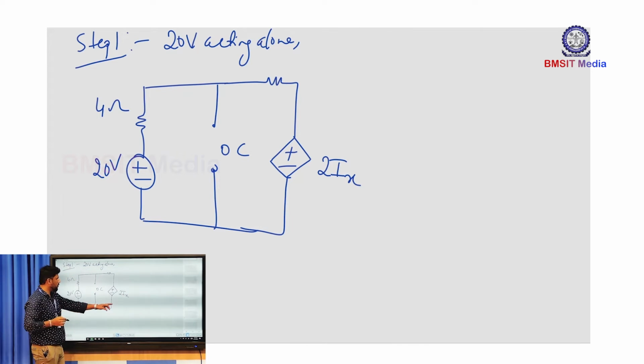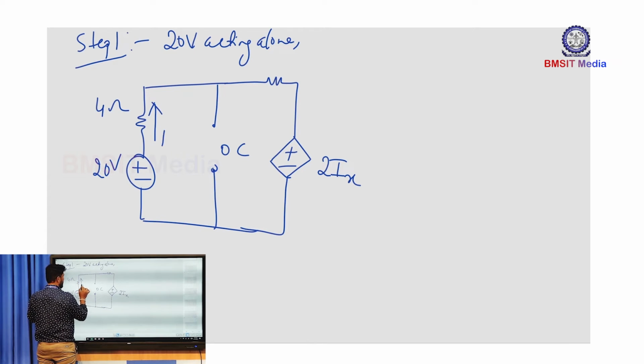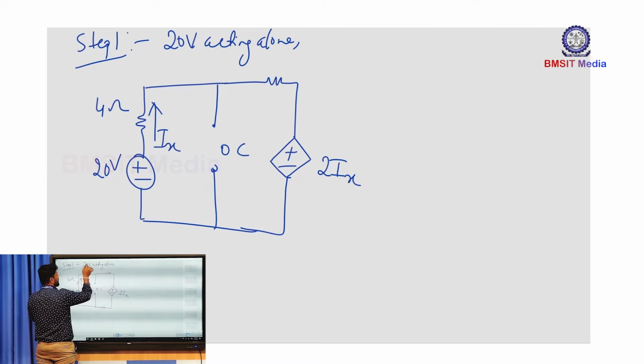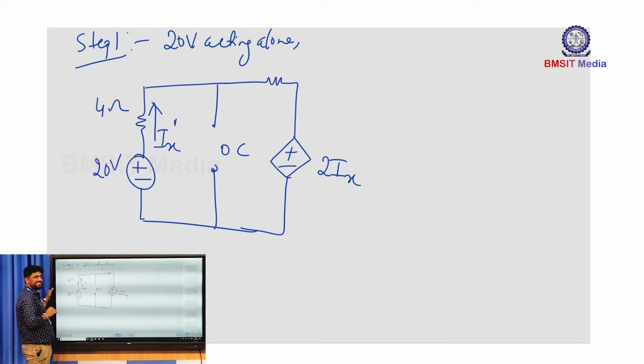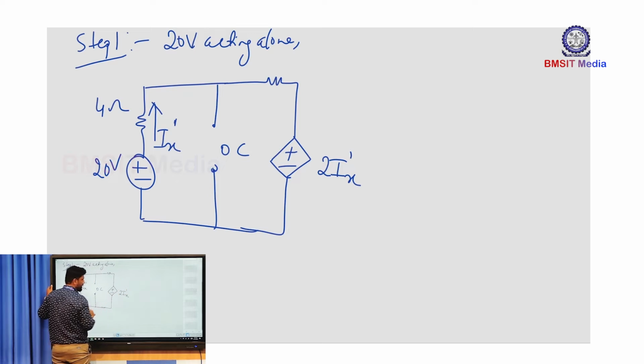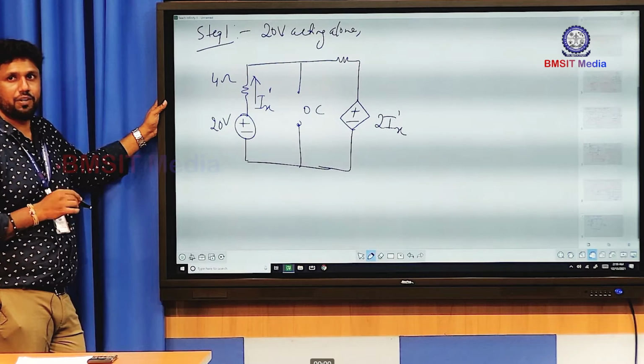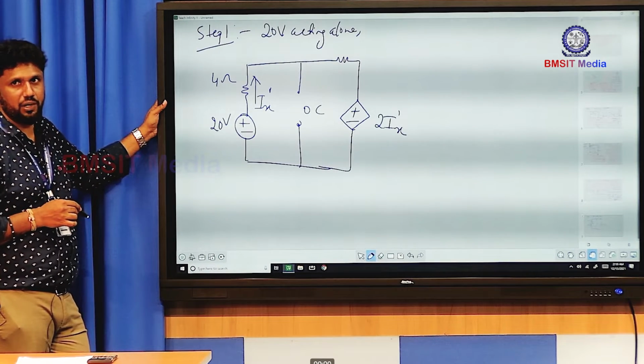Now observe here that the controlling variable is the current that flows through your 4 ohm resistance. This was your Ix represented. Since we are calculating Ix in presence of the 20 volt source acting alone, I just change the notation: Ix is now Ix dash, because it is a part of the solution. In that case, this also will become Ix dash.